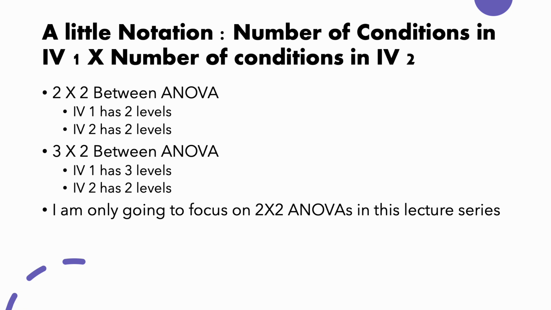So a 3 by 2 between ANOVA has 3 levels or conditions in independent variable 1, and independent variable 2 has 2 levels or conditions. So I know that independent variable 1 has 3 levels because it comes first in the 3 by 2 notation. In this class, I'm only going to cover 2 by 2 ANOVAs. If you find something more complicated, please come do it with me.